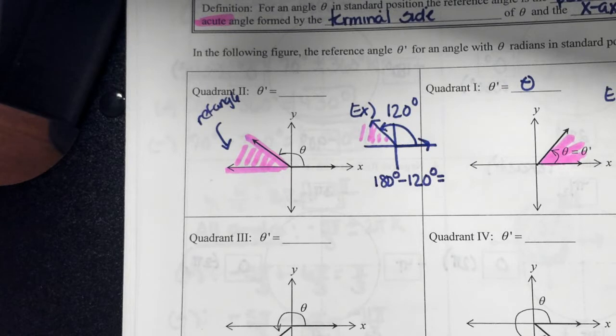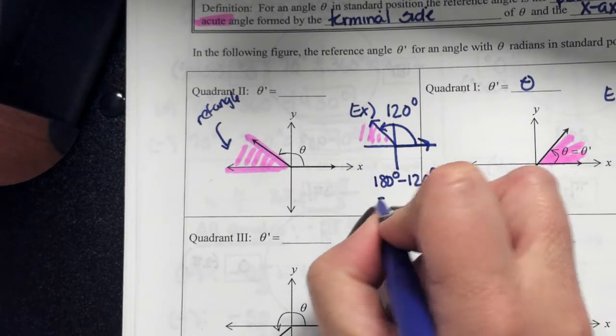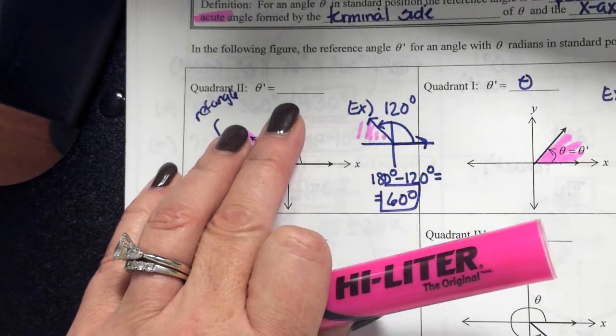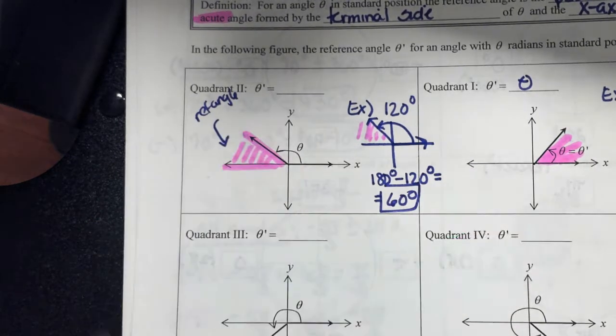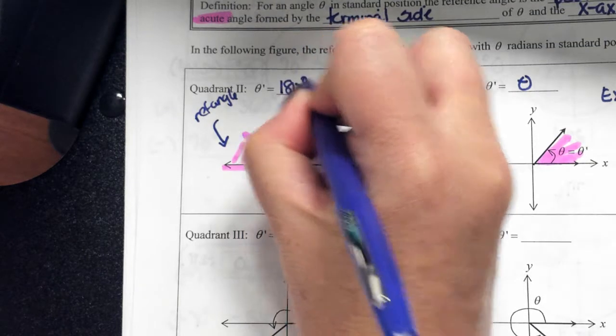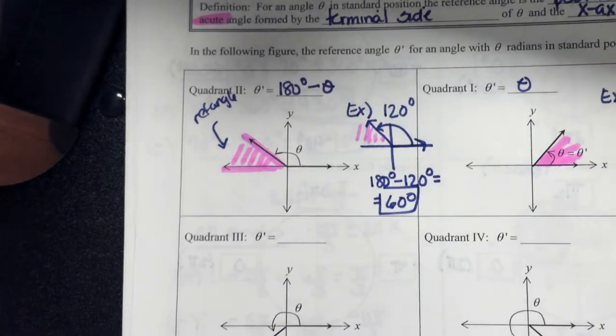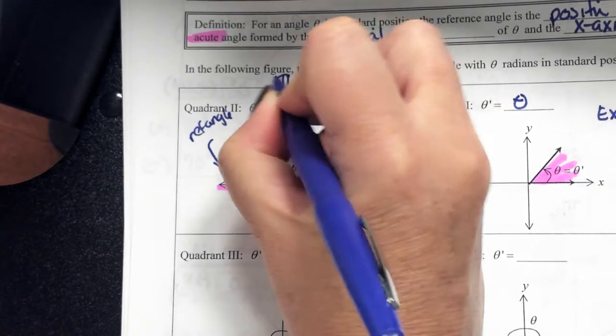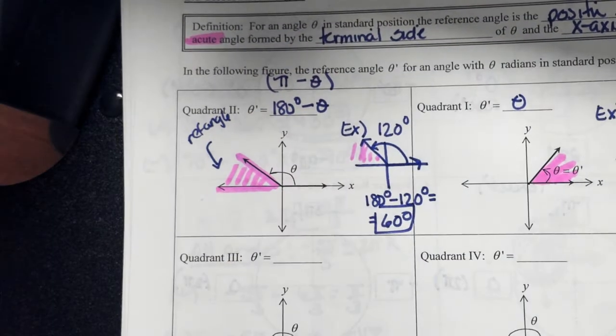So what would my reference angle be? My reference angle would simply be 60 degrees. So my general statement then, to find a reference angle in quadrant 2, I'm going to take 180 degrees and subtract whatever that angle is. Or if it's in radians, it's going to be pi minus theta. Because some of these may be in radians.